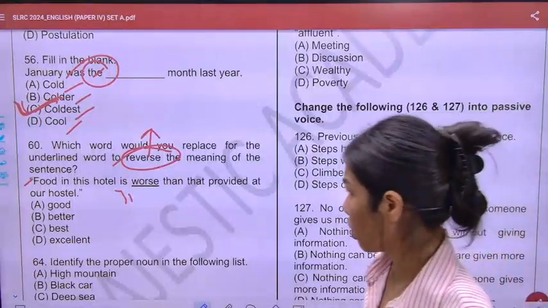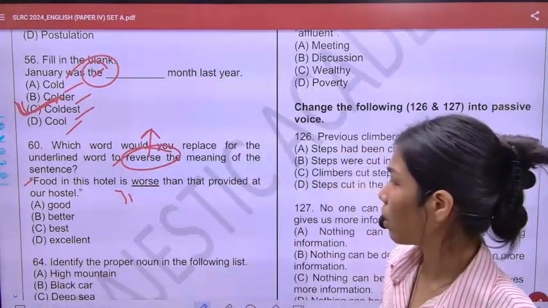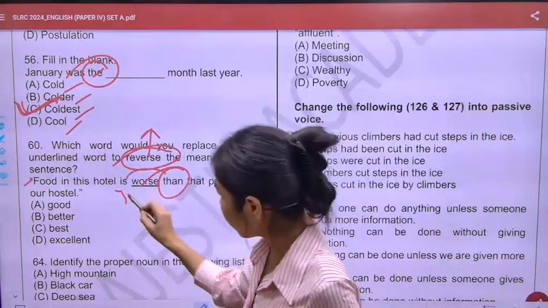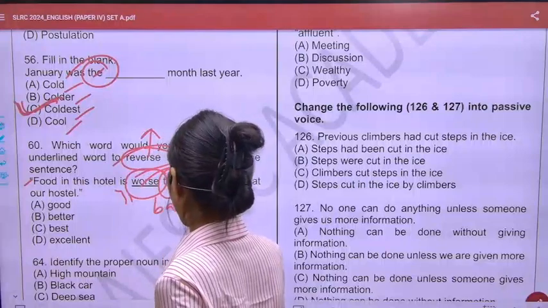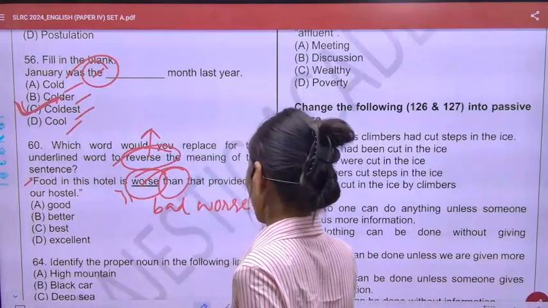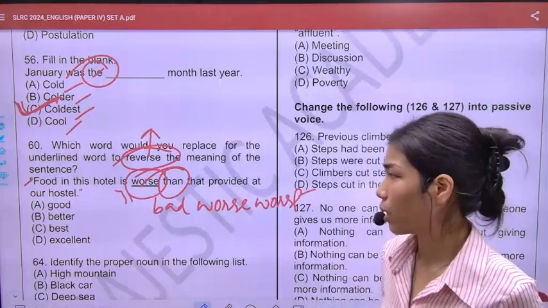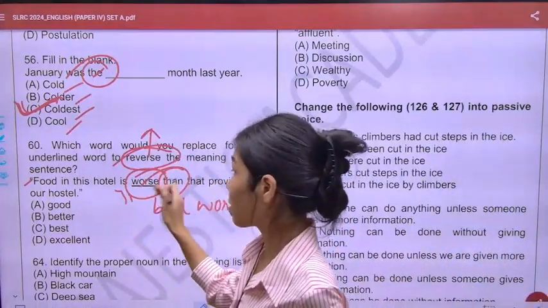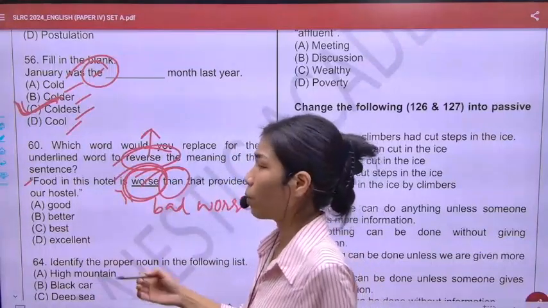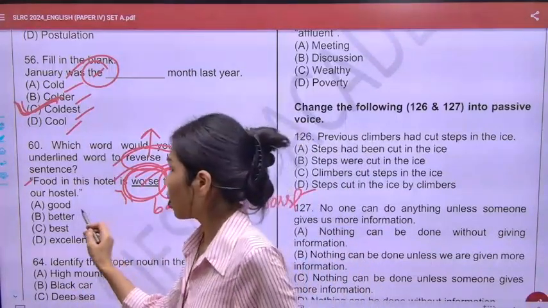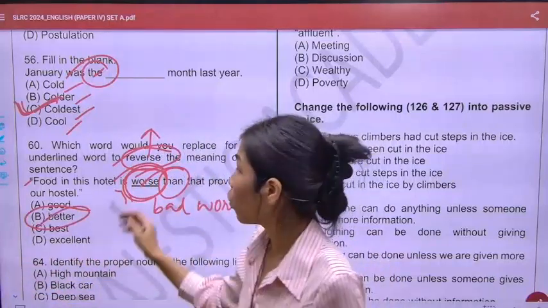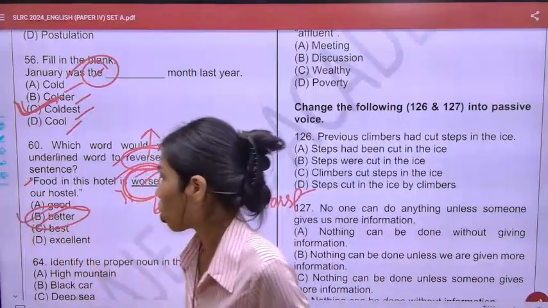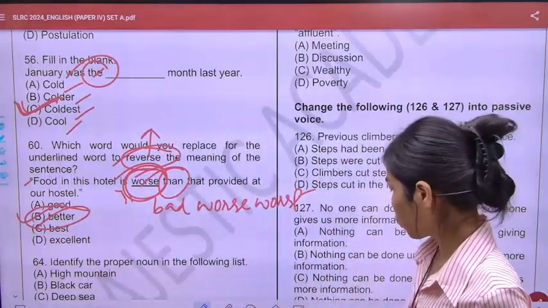So it says the food in this hotel is worse than that provided at our hostel. So we can see the word 'then' is given, and itself the word 'worse'. You know bad, worse, worst: this is the adjective degree, right? Positive, comparative and superlative. Similarly, we have to replace this comparative degree with another comparative degree, which we can already see. Here only a comparative degree is placed, which can also reverse the meaning of the word worse. So the answer should be option number B, better. Let's move to the next question.